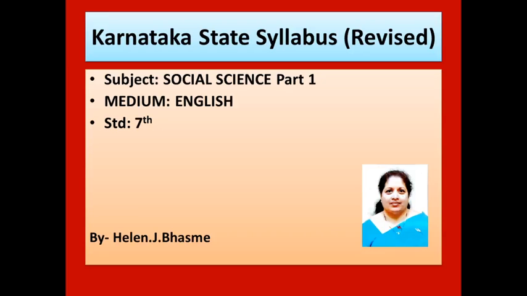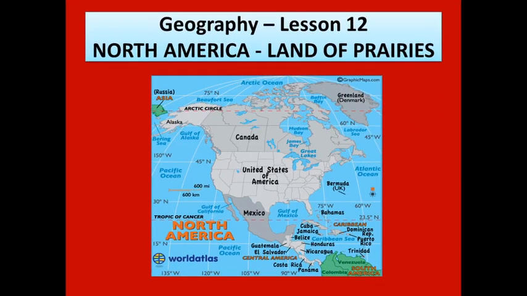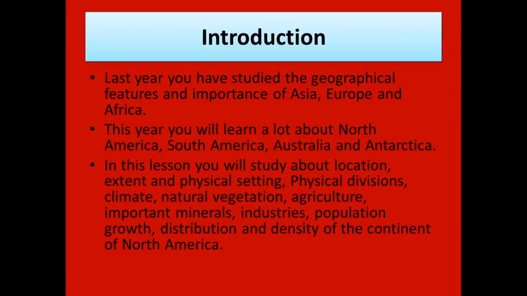Hello children, today we are going to study Geography lesson number 12, North America, Land of the Prairies. Let me tell you about the introduction of this lesson. As you all know, there are 7 continents in the world, that is Asia, Europe, Africa, North America, South America, Australia and Antarctica. Children, last year you have studied the geographical features and importance of Asia, Europe and Africa.